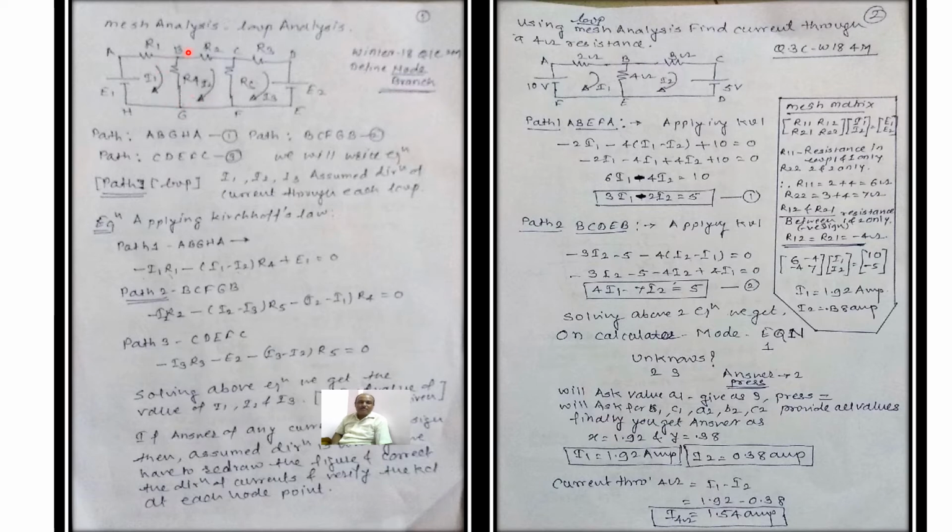So what can we write? Minus into bracket I1 minus I2 times R4. Then here there is no resistance, that means R is 0, so I into R is 0. Now we are traveling from this to this, so the battery is first negative, then positive, so we should write plus E1 is equal to 0. So the first equation becomes minus I1 R1 minus (I1 minus I2) R4 plus E1 is equal to 0.